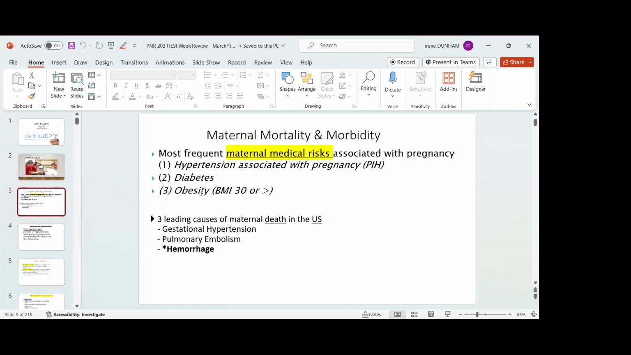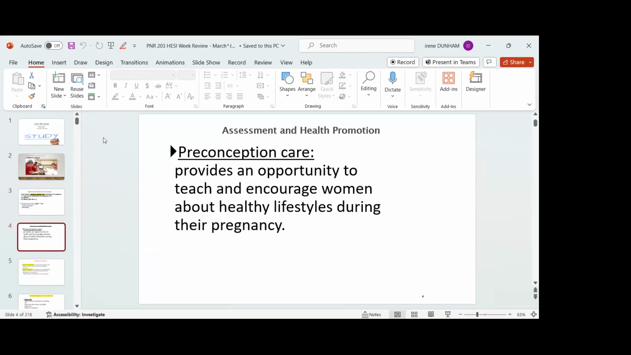Then you have another medical risk, which is obesity, which is your BMI 30 or greater. Again, it's a medical risk that's associated with pregnancy. And we have to get them through all this. So gestational hypertension, pulmonary embolism, and hemorrhage are the 3 leading causes of maternal death in the United States. And we have gone over hemorrhage, haven't we?